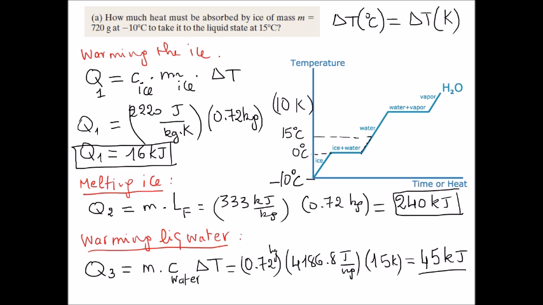So what is the total heat required now? The total heat, I'm out of space, so I just write it here. Well, that's the sum of all the heats. You sum all this up, and you will get about 300 kilojoule of energy required to raise 720 grams of ice from minus 10 degrees Celsius into liquid water at 15 degrees Celsius.